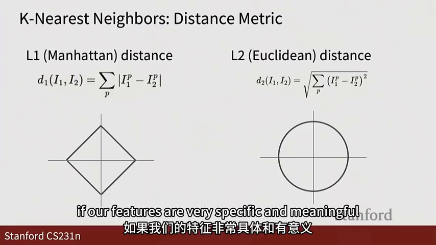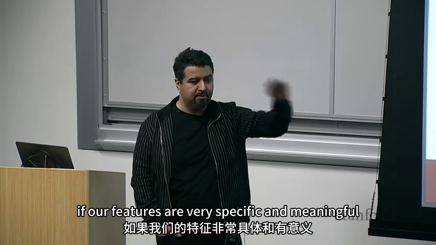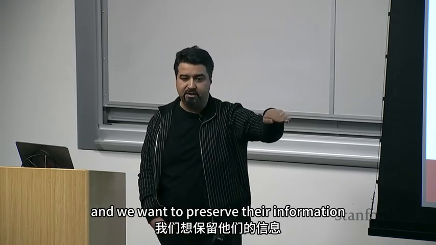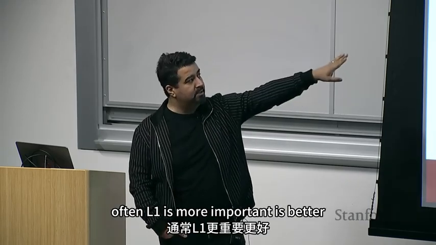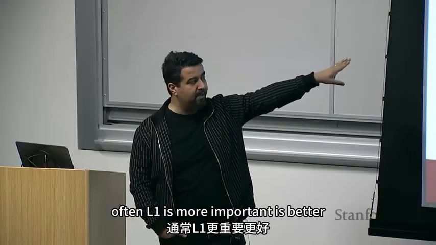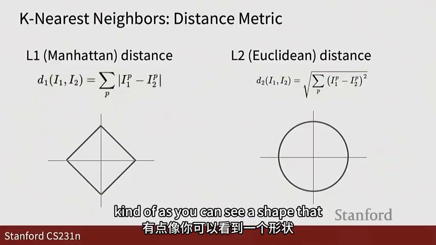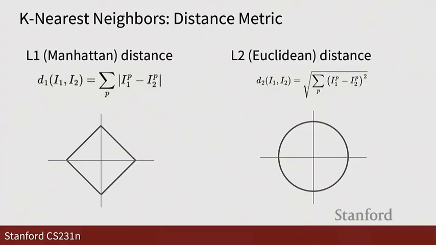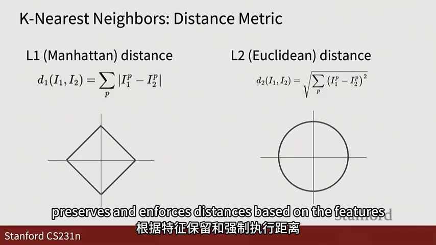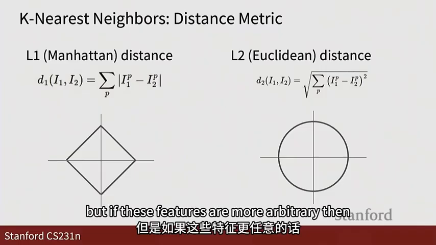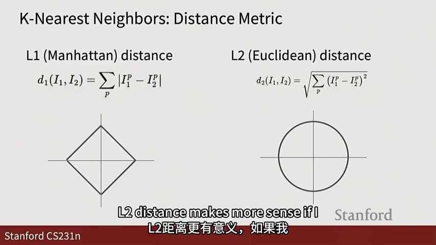And sometimes if our features are very specific and meaningful and we want to preserve their information, often L1 is better, because it has, as you can see, a shape that preserves and enforces distances based on the features. But if features are more arbitrary, then L2 distance makes more sense.